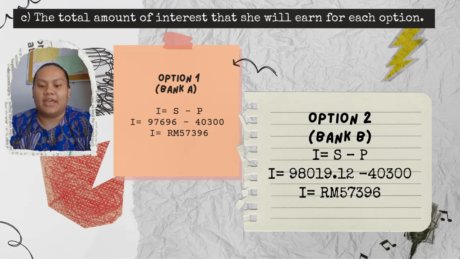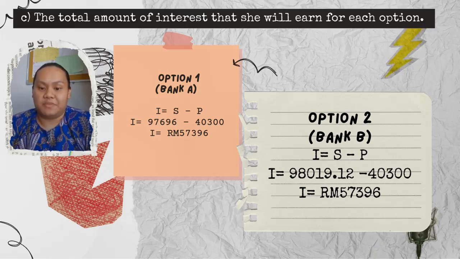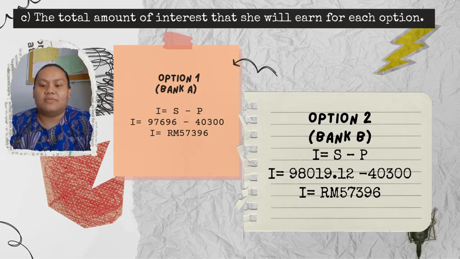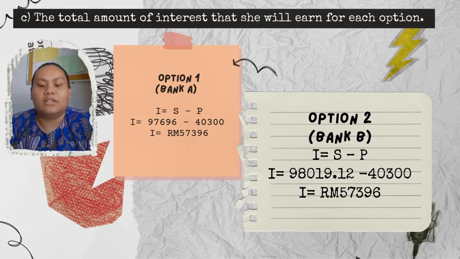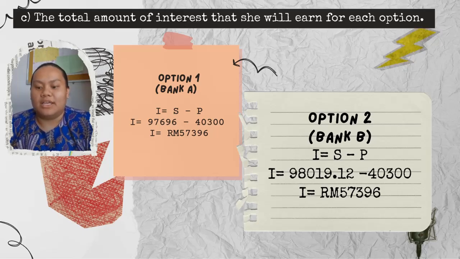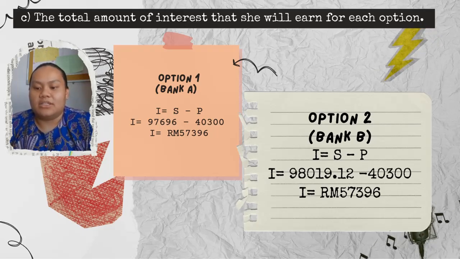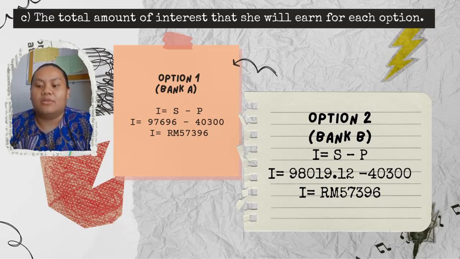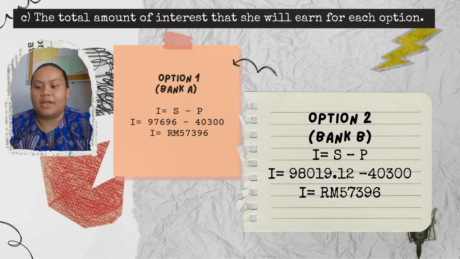Option 1, Bank A. I equals S minus P. S is 97,696 minus 40,300 equals I equals 57,396 ringgit. And option 2, Bank B. I equals S minus P, and S is 98,019.12 minus 40,300 ringgit.